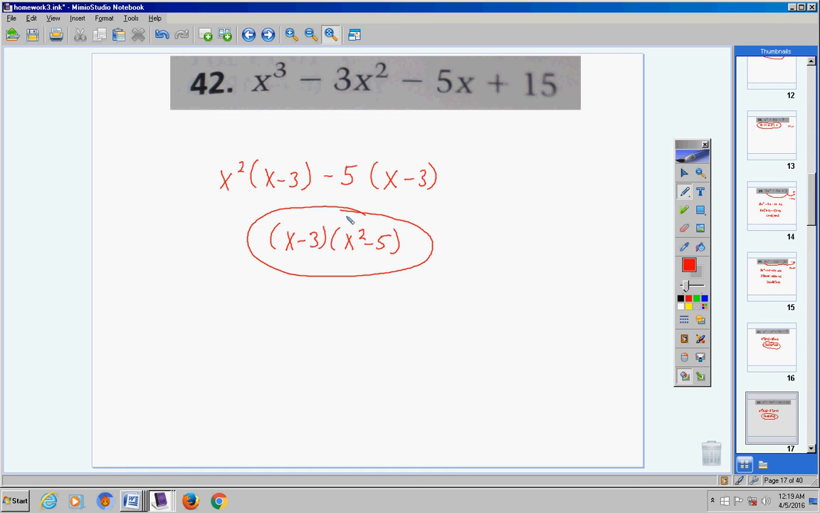Alright, let's move on to the next section of our review sheet, which would be, let me get my book open here, get my book to the right page, I should say. The next section we're going to find real solutions of the given equation. Alright, so here we go.